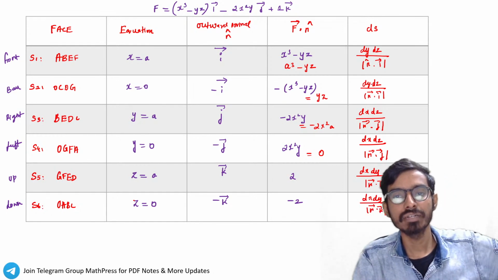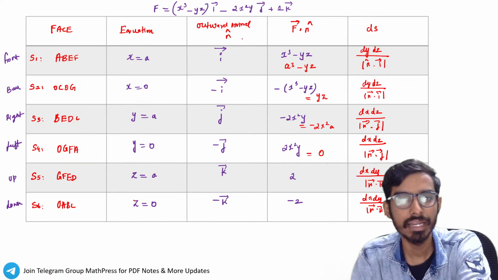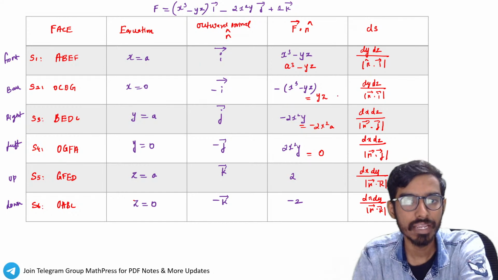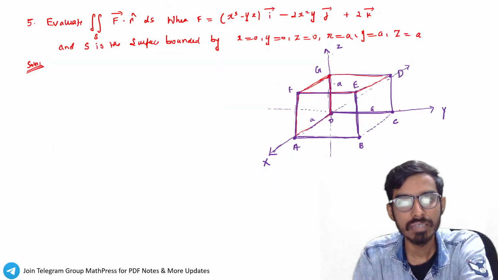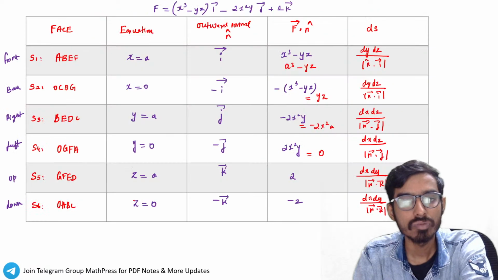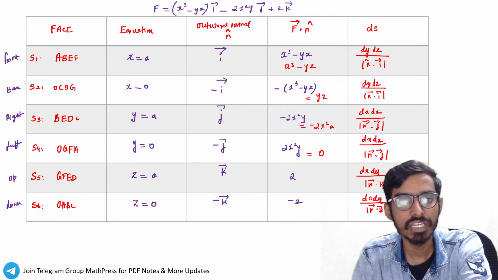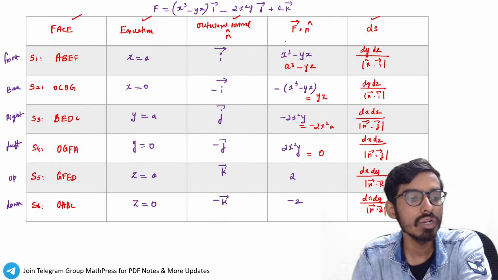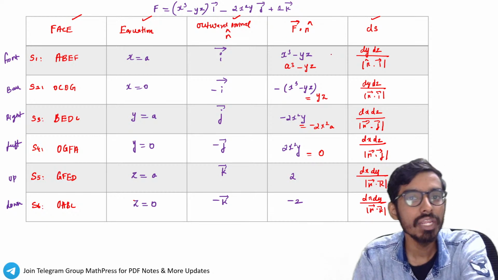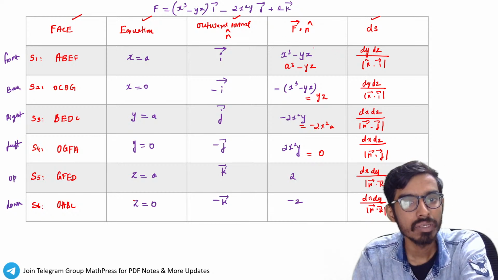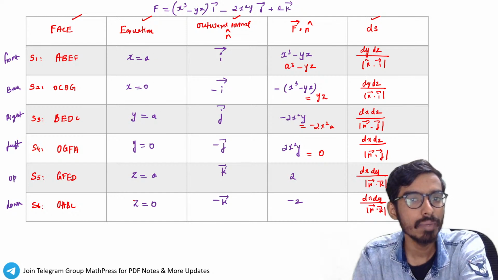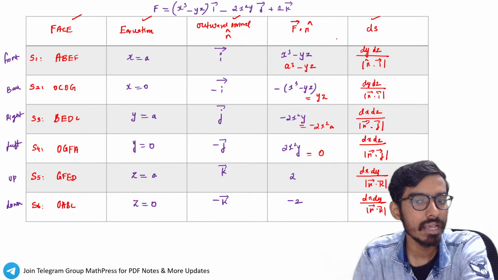This is the projection. So what is ds? It is the projection. So x is equal to a, that means it is on the yz plane. You can see this is the projection on the yz plane, and the projection on the xz plane. So these 4 columns are fixed for every cube, whatever cube they are giving. The only thing that is going to change is this a, and depending upon that, f dot n cap will change.